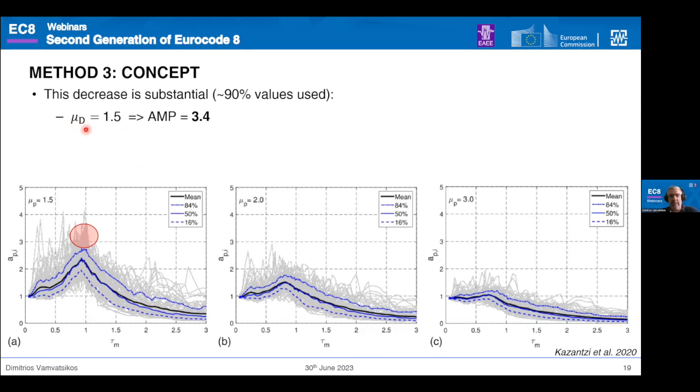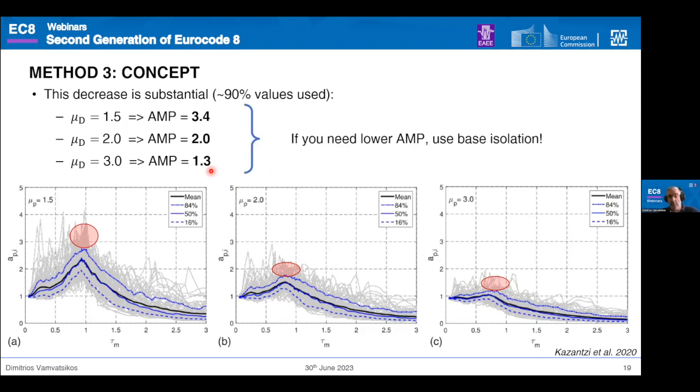Essentially, this means that for a ductility of 1.5, you get an amplification of 3.4 on your peak floor accelerations. At 2, you get about 2, okay, that's fair. And at 3, you actually get 1.3, and that's the maximum. We do not allow you to go less than 1.3. If you want to go lower and further protect your component, please use base isolation. That's a different part of the code. And by the way, you can just isolate the component and you don't have to isolate the entire structure.